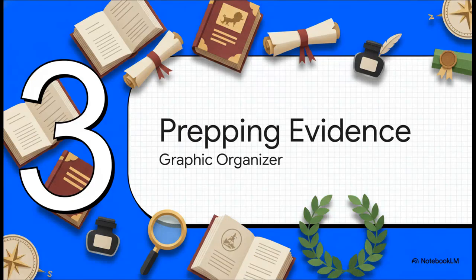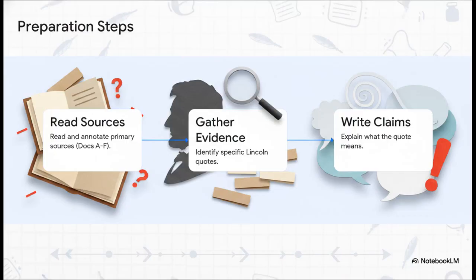Section 3. Prepping your historical evidence. Okay, so you know your path and you have your essential question, but you definitely can't walk into the seminar empty-handed. To turn raw historical documents into actionable history, you've got 3 simple steps to complete on your graphic organizer. First, you'll read and intensely annotate those primary sources, documents A through F. Second, you gather evidence. This literally means physically writing down specific quotes from Lincoln that connect to your inquiry path. Third, and honestly the most crucial part, you write your claim. A claim is where you explain exactly what that quote means in your own words.